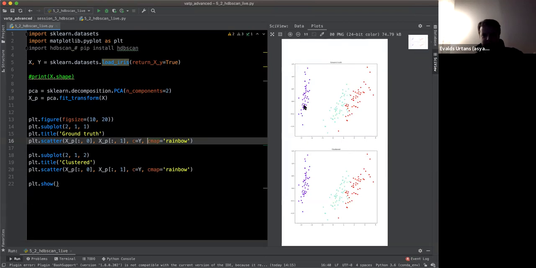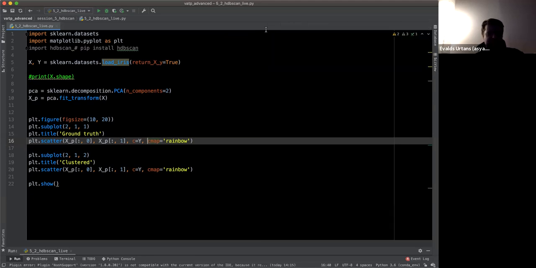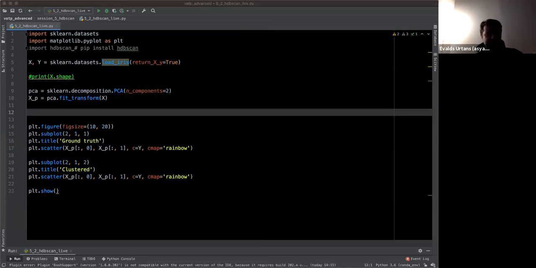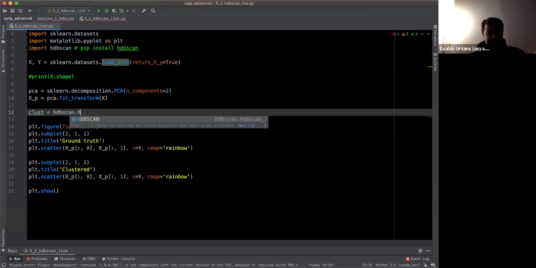So we have 3 clusters. These 2 are not separated well, and also the density looks the same. So they probably will not be a great fit for this algorithm, but still we'll try. So, the clusterer, or just clustering algorithm, let's call it like that. There will be the HDBSCAN.